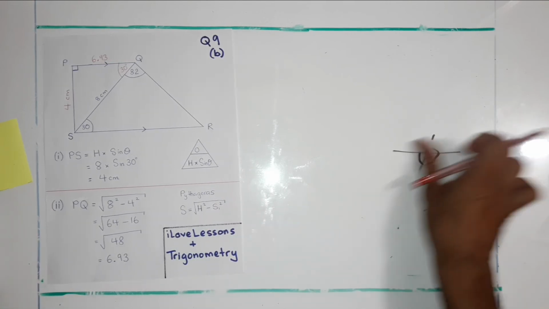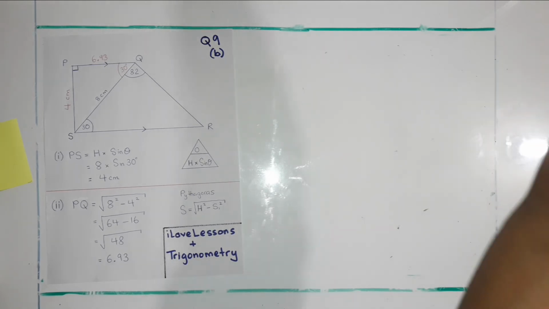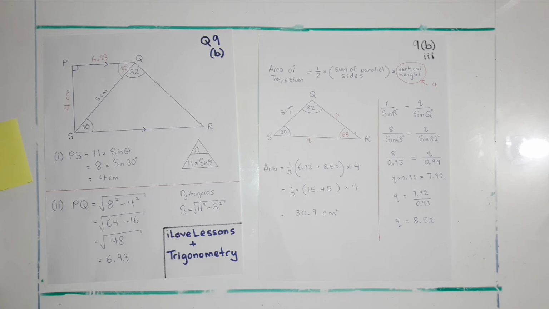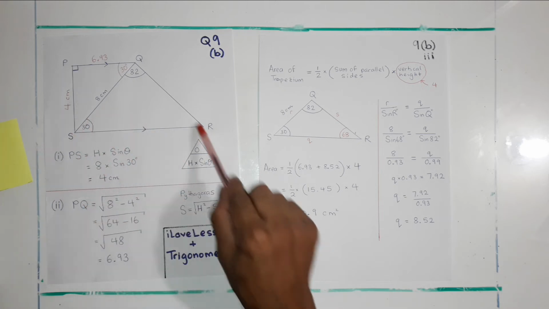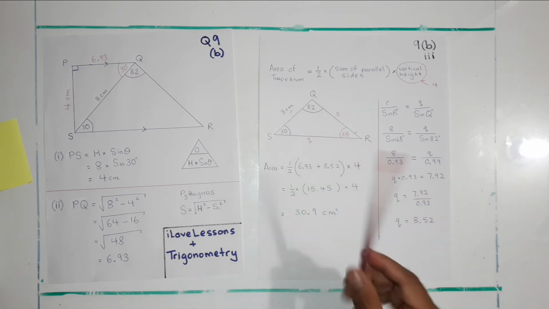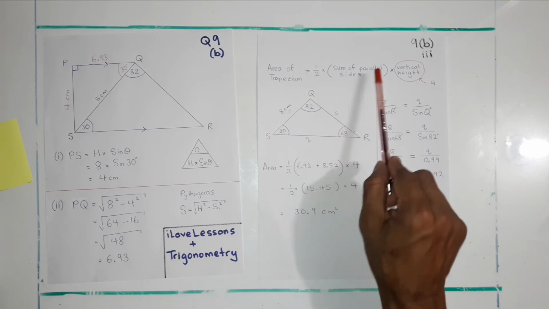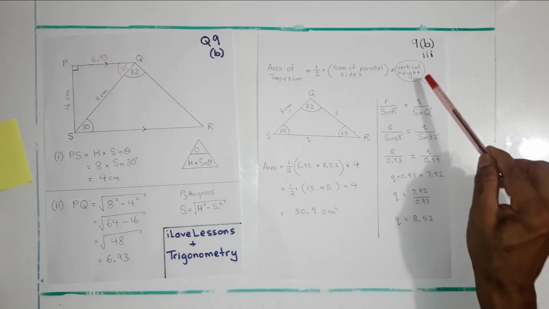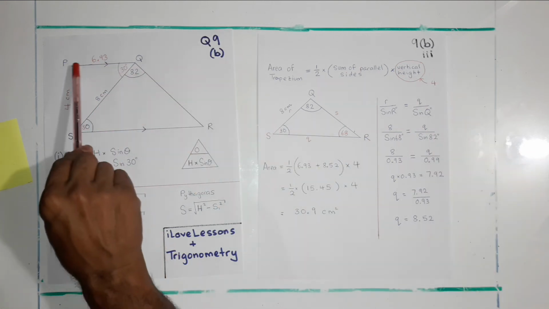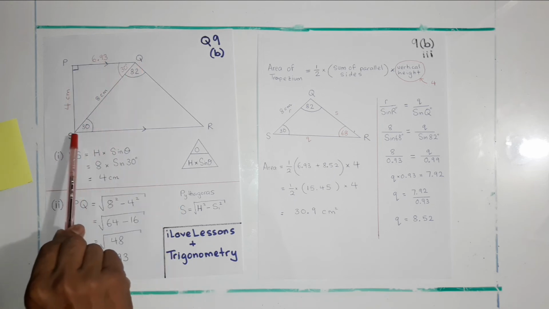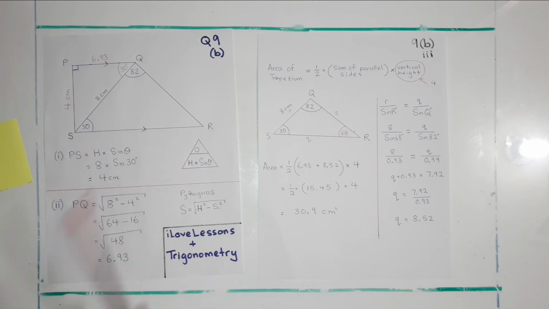Great, let's move on to the next part of the question now. Let's put this over here. They ask us to find the area of the entire shape. Now, this here is a trapezium. Just in case you don't know the formula for the area of a trapezium, it's a half multiplied by the sum of the parallel sides multiplied by the vertical height. We know the vertical height is 4. We need the length of the parallel sides. We know from here to here is 6.93, but we do not know the distance from S to R. So we're going to try to find S to R.